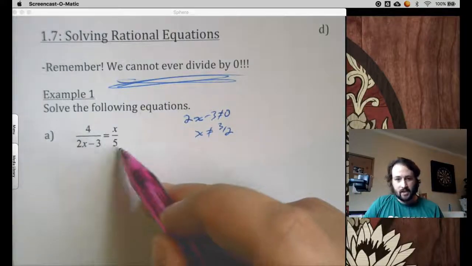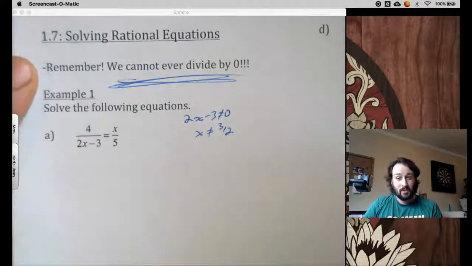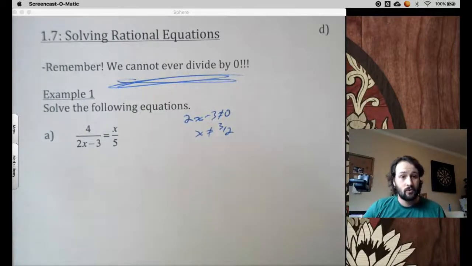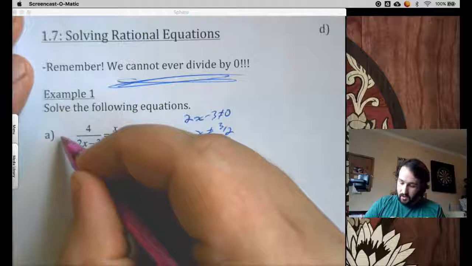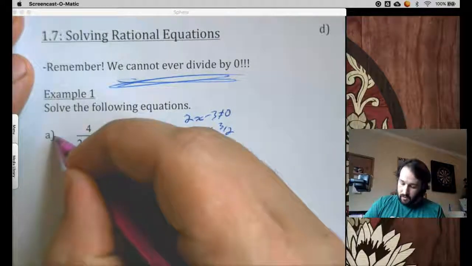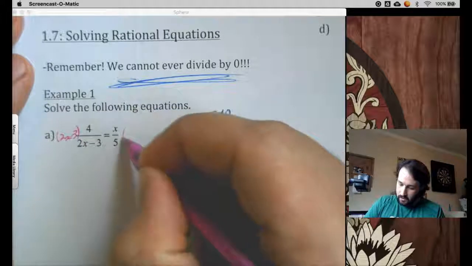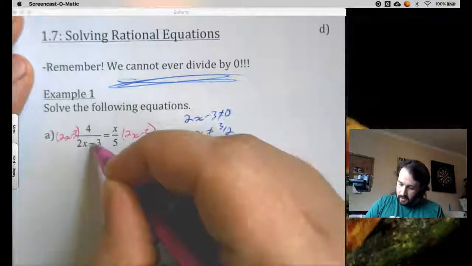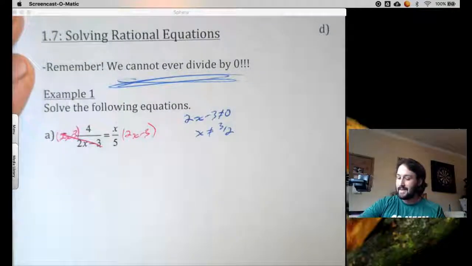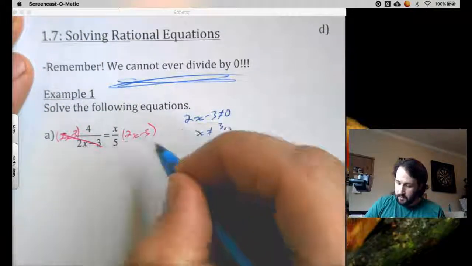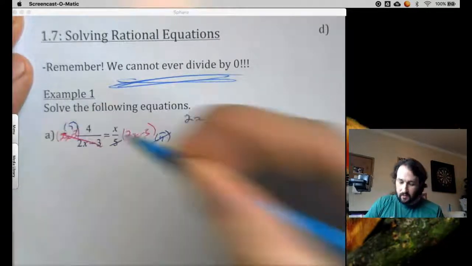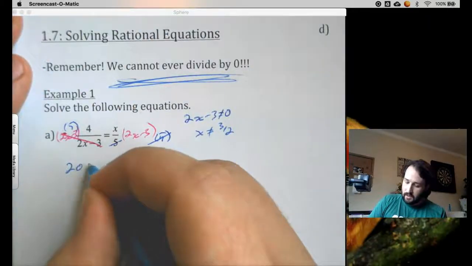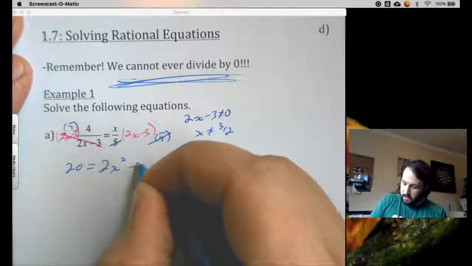So here, I notice I have a fraction equals a fraction. So something you learned in middle school was to cross multiply. We can do that here as long as you have a fraction equals a fraction. Because essentially what I'm doing is I'm multiplying by 2x minus 3 on both sides. So if I multiply by 2x minus 3 on both sides, then that makes that be 1. Likewise, if I multiply by 5 on both sides as well, the 5's here divide, and I'm left with times 5 right there. So what that creates is 20 equals 2x squared minus 3x.